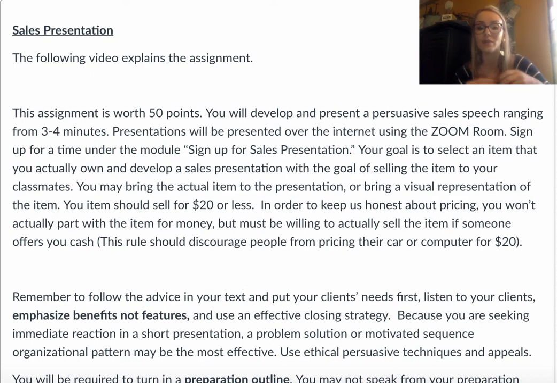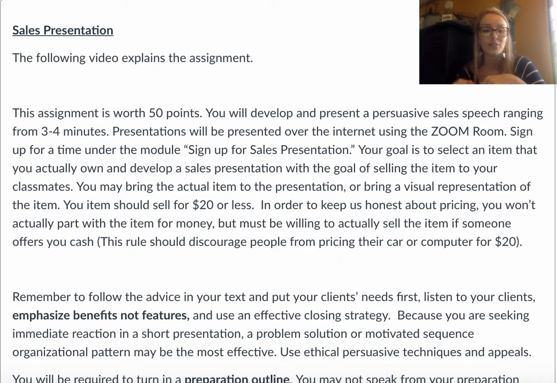Your goal is to select an item that you actually own and develop a sales presentation with the goal of selling the item to your classmates. You may actually bring the actual item to the presentation or bring a visual representation of the item. There is a share screen function in Zoom where you can share what is on your desktop. So you could have a PowerPoint or an image pulled up that the audience can see, and we can also see you as well. You can have the item, hold it up and show it, or take a picture of it and project it for us during your presentation.